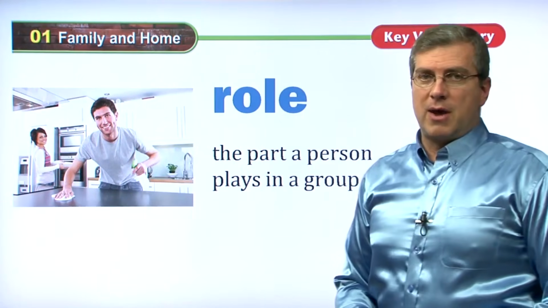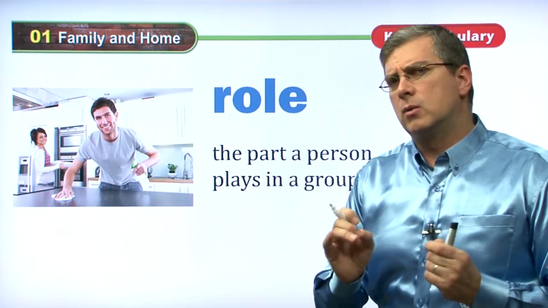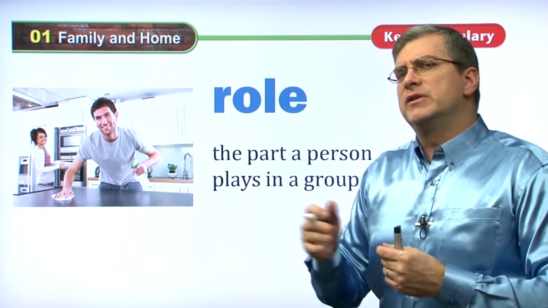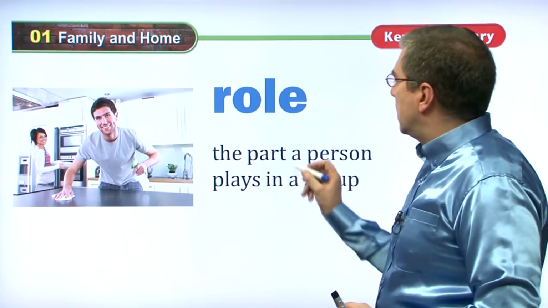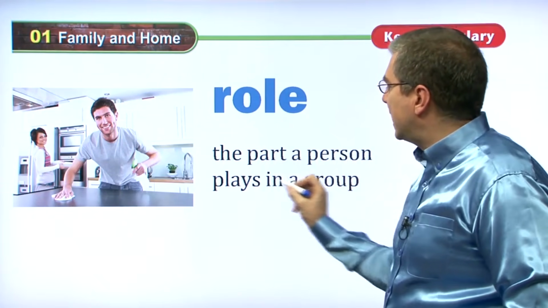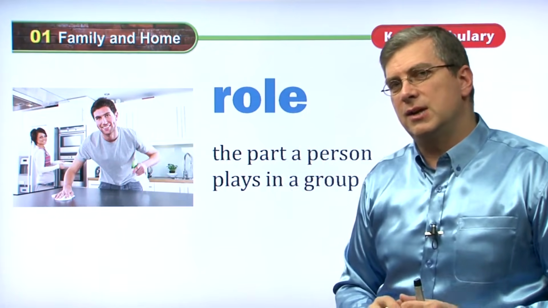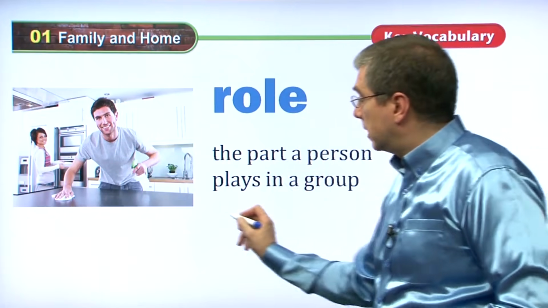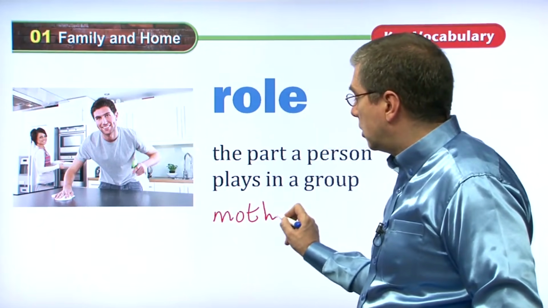Now, when we talk about families, we can talk about roles. What is a role? A role is like a position, or it's like something that people do. For example, the part a person plays in a group is a role. There are different kinds of roles in a family. For example, there is a mother role. The mother has a role.